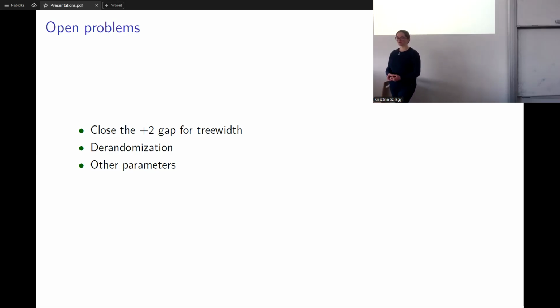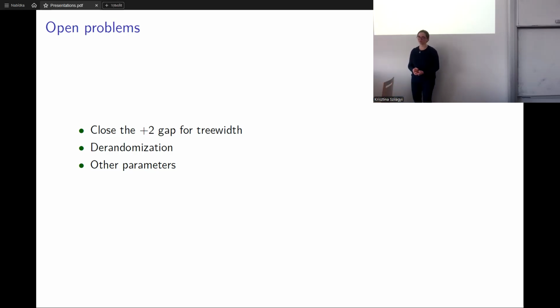Another one is, for pathwidth, treewidth, and cutwidth, we use cut and count, which means that the algorithms are randomized. So of course the question is, can we de-randomize them somehow? As far as I know, there is no standard way to de-randomize cut and count, but maybe for our specific instance, it could be de-randomized.